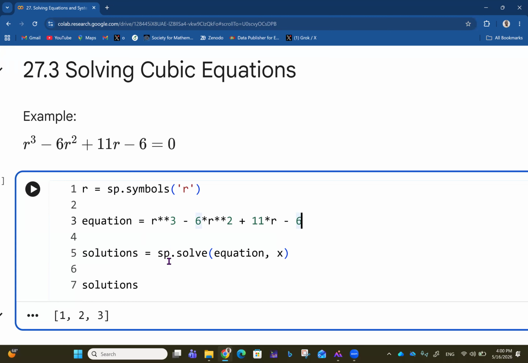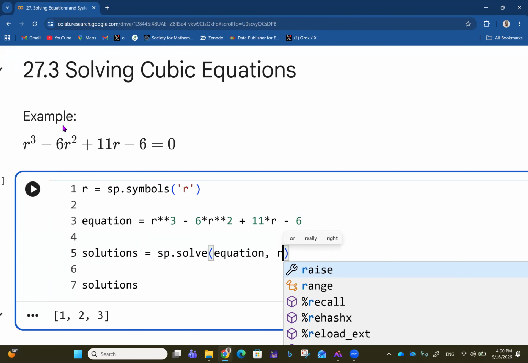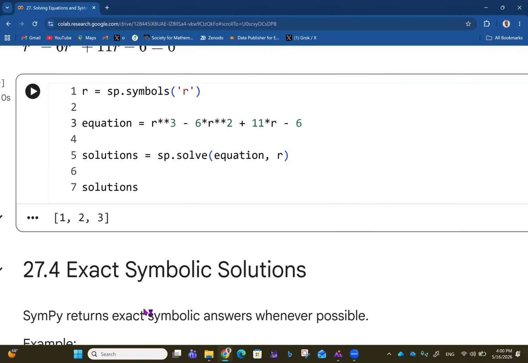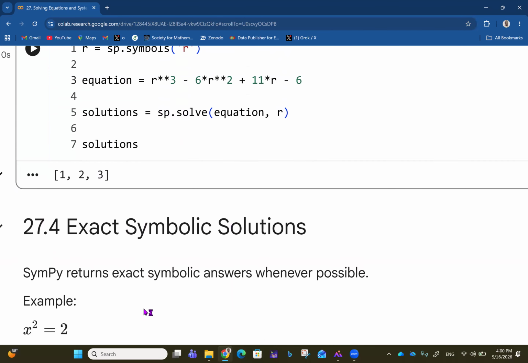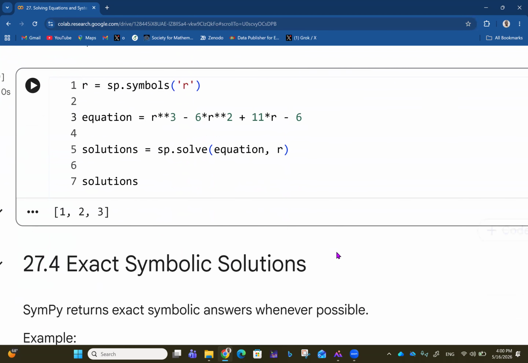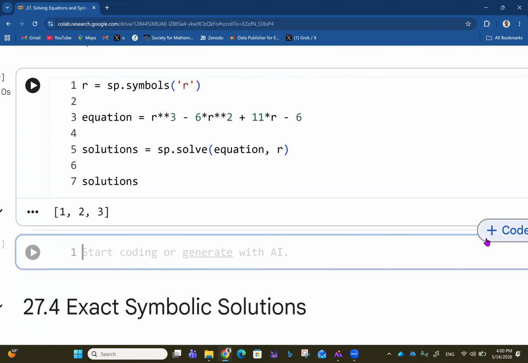So solutions = sp.solve(equation, r). If you factorize this, normally it's going to be (r - 1)(r - 2)(r - 3). If you equate to 0, you get 1, 2, 3, just like what you have right here.